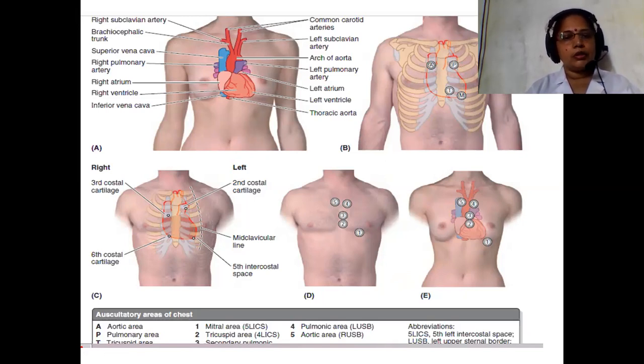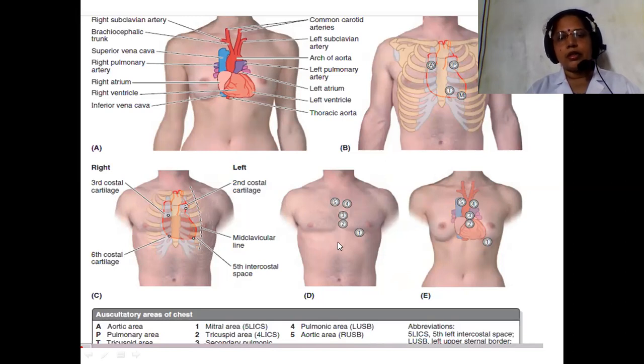Here you can see the costal cartilages. This is the second costal cartilage, this is the third costal cartilage, this is the sixth costal cartilage, and this is the fifth intercostal space. The space between the ribs is called the intercostal space. This point for the mitral valve is the point for the apex, the fifth intercostal space, and this is the mid clavicular line.